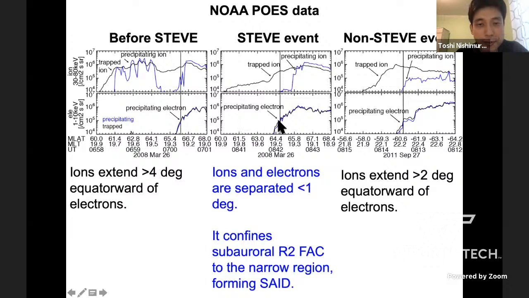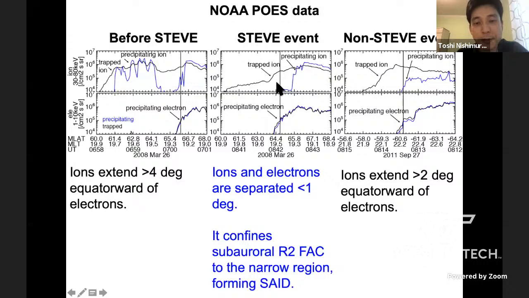But for Steve event, what's interesting is that this is still during the early recovery phase of substorm, but ions are gone, and trapped ions has retreated back to this latitude, which is pretty close to the equatorial boundary of electron precipitation. So the drive out of region 2 in a subauroral latitude has been confined to a very small area, in this case less than 1 degrees. And that nicely explains why the SAID flow is so confined. There is no region 2 down here. So all the flow has to stream through this narrow region in the low conductance subauroral ionosphere.